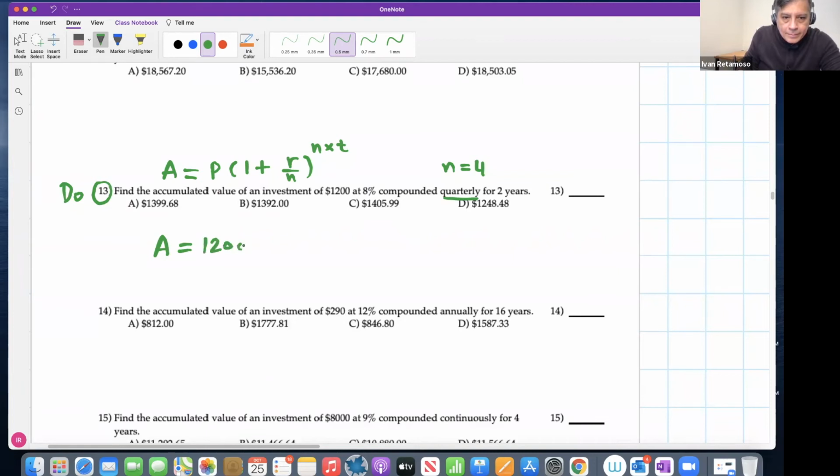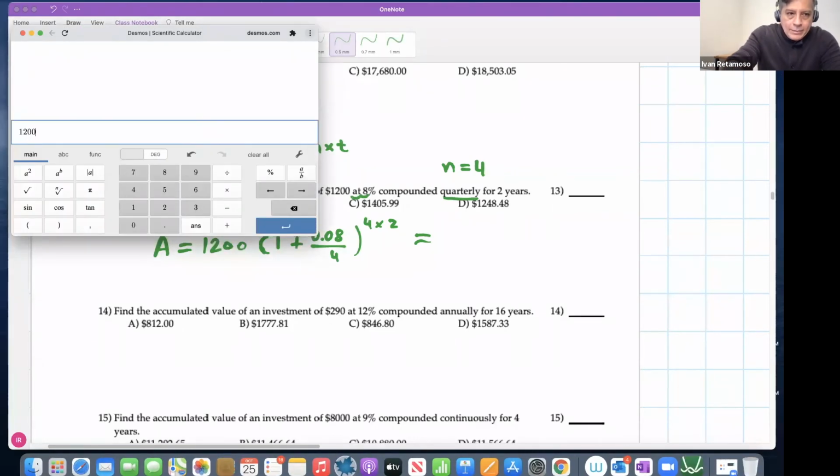So accumulated value will be equal to present value, which is 1,200, right? Times 1 plus the rate. The rate is 8%, but 8%, remember, is just 0.08, as a decimal. And divided by n, which is 4. All raised to n, 4, multiplied by the number of years for the investment, 2 years. Very good. Now let's compute this.